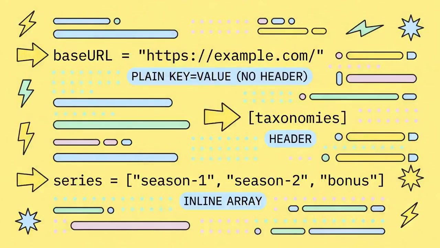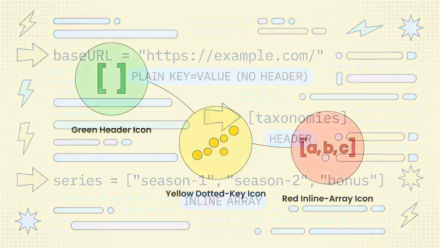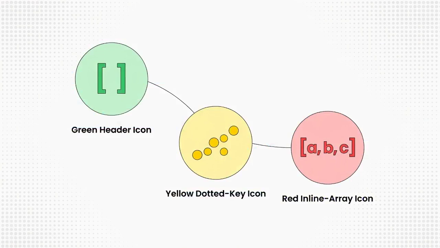Panel 3, Hugo's config.toml. Top-level scalars sit directly under the file with no header at all. The params header groups site metadata, and the taxonomies header maps classification concepts, and one of them, series, holds an inline array of slug strings in square brackets. 3 files, 3 ecosystems, identical primitives.